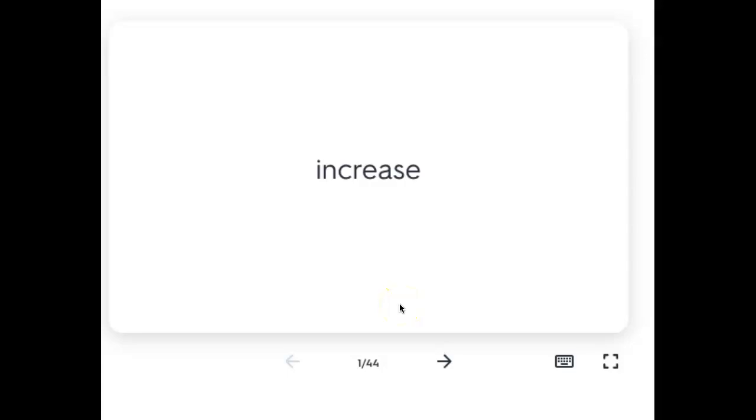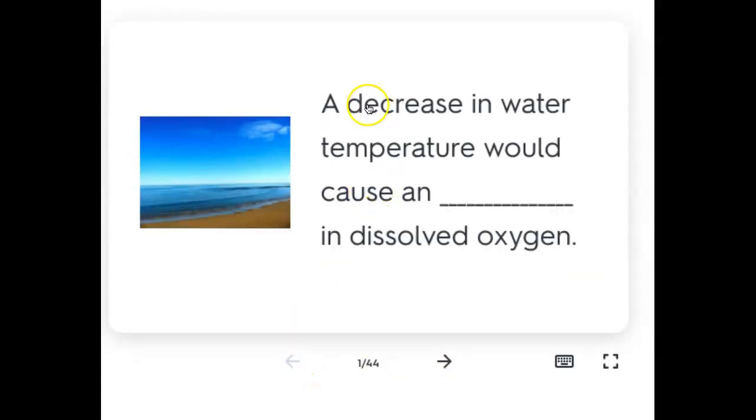Let's take a look at our oceans unit and some vocabulary and important concepts. So our first term here is increase. If you have a decrease in water temperature, then that is going to cause an increase in dissolved oxygen. The reason is because cold water can hold more dissolved oxygen. So the lower the temperature, the higher the amount of dissolved oxygen available.